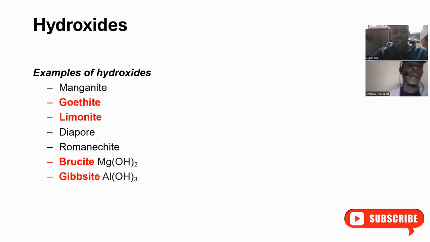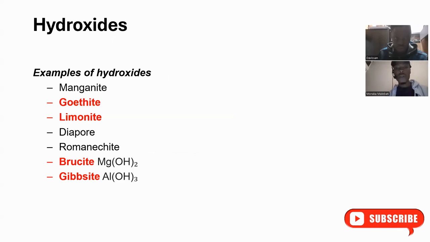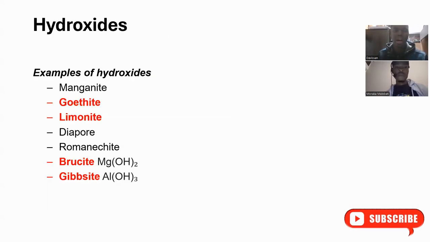Now, I want you to be able to physically identify these common hydroxides: goethite, limonite, brucite, and gibbsite. These are the most common hydroxides. Goethite. This is the iron hydroxide. How does it form? It forms when hematite undergoes hydration.